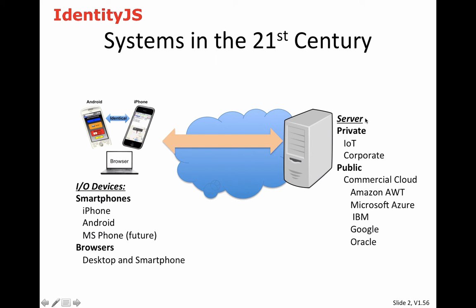On the server side, we have private and public. In the private category, you might have IoT, Internet of Things devices, or corporate machines. In the public domain, you would have commercial cloud vendors like Amazon AWS, Microsoft Azure, IBM, Google, and Oracle. Today we're going to focus on the server side and talk about Identity Cloud.